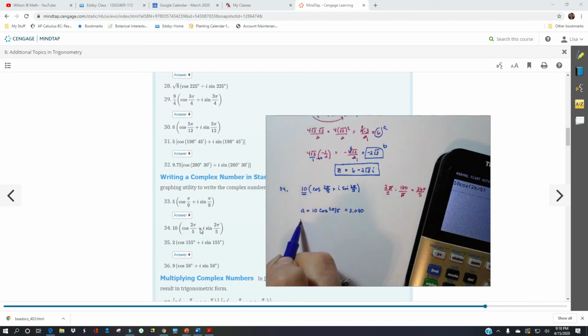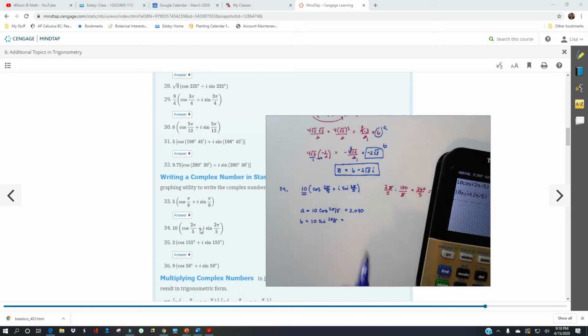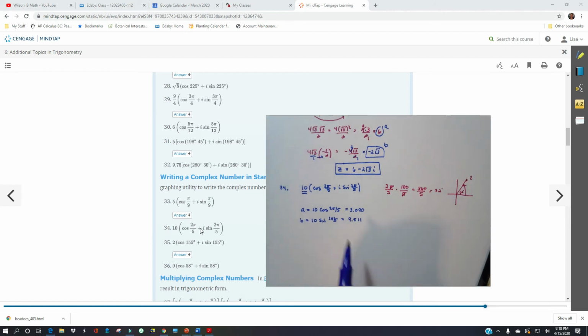All right, I'm going to do the same thing for B. That's 10 times the sine of 2 pi over 5. So I'm going to do 10 sine 2 pi divided by 5. And that's 9.511, I'll say. All right, so guess what? I have my A, I have my B. All I have to do is Z is equal to A plus B times I. That's it.